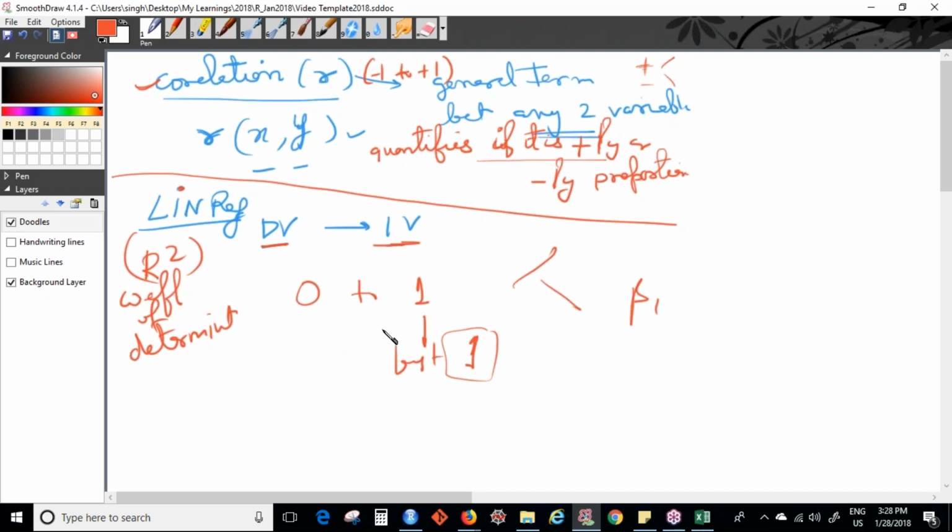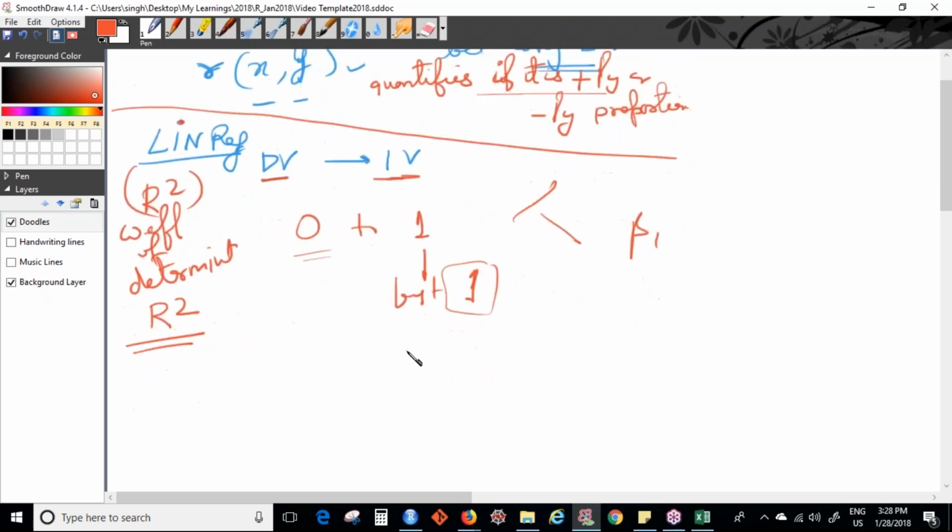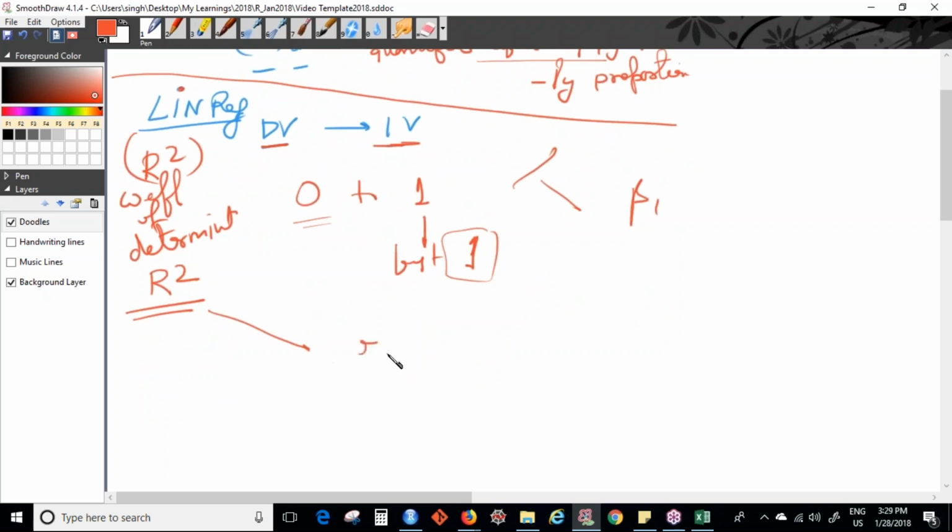But how well is it related, that you know from r square. If the r square value is close to 1, that means it is highly related. If it is close to 0, it is not well related. So r square measures that particular parameter. And r square is nothing but r whole square between your dependent and your predicted dependent variable.